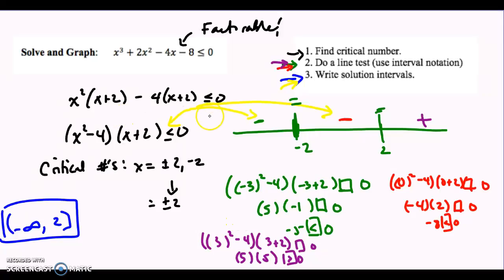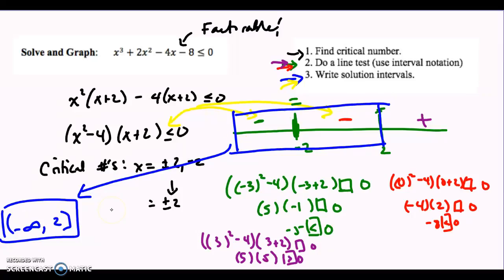I'm looking for all the values that are less than or equal to 0. So all the numbers less than 0 are the negative ones, which is all the way up until -2, and also up to 2. So it's actually all of these numbers here. Notice there's a bracket here at 2.